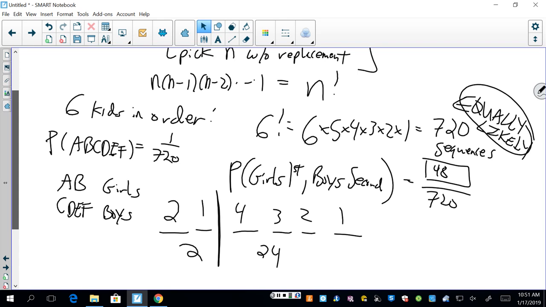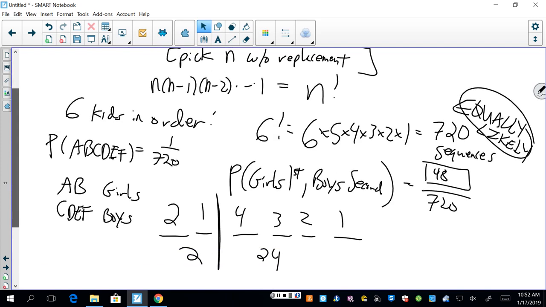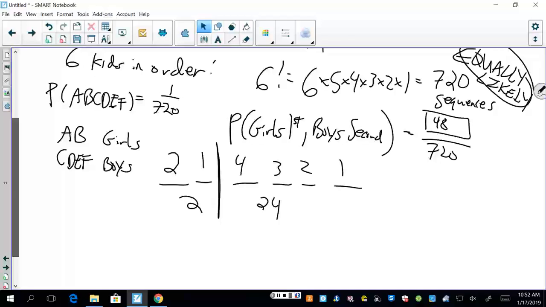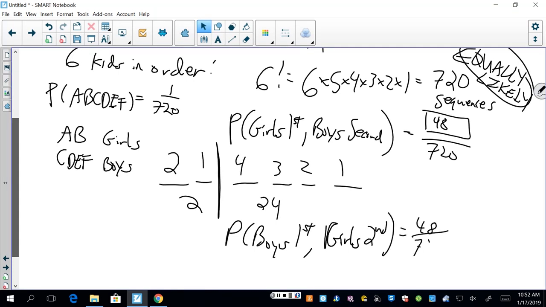What's the probability that the boys come first and the girls come second? Yes, 48. It's also 48. We're just reversing it. You get 4, 3, 2, 1 choices for the boys, and then 2, 1 choices for the girls, and multiply those together. So the probability that the boys come first and the girls are second is also going to be 48 out of 720. So what's the probability that the boys and girls are separated in the line?